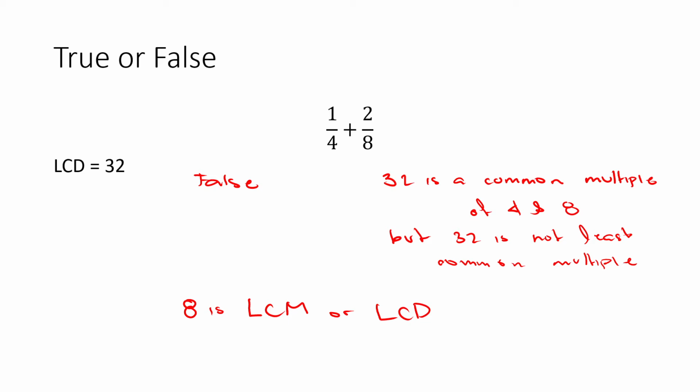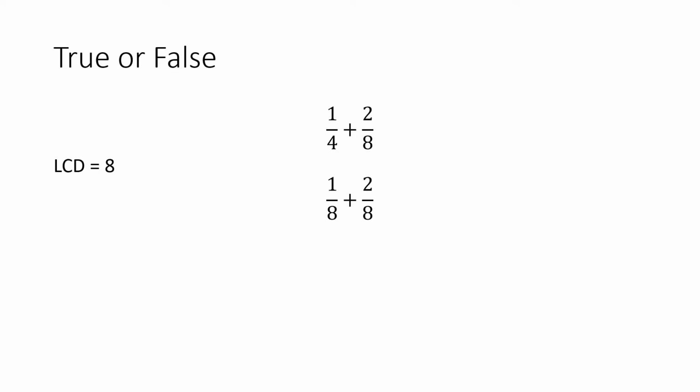Now let's move on to another true or false problem. Here we have the same problem, 1/4 plus 2/8. Now your LCD is 8. So once we found the LCD is equal to 8, we want to find the equivalent fractions. And in this problem, the equivalent fractions are 1/8 plus 2/8. That is the equivalent fraction of 1/4 plus 2/8. Is this the correct equivalent fraction? Well, the answer is false.